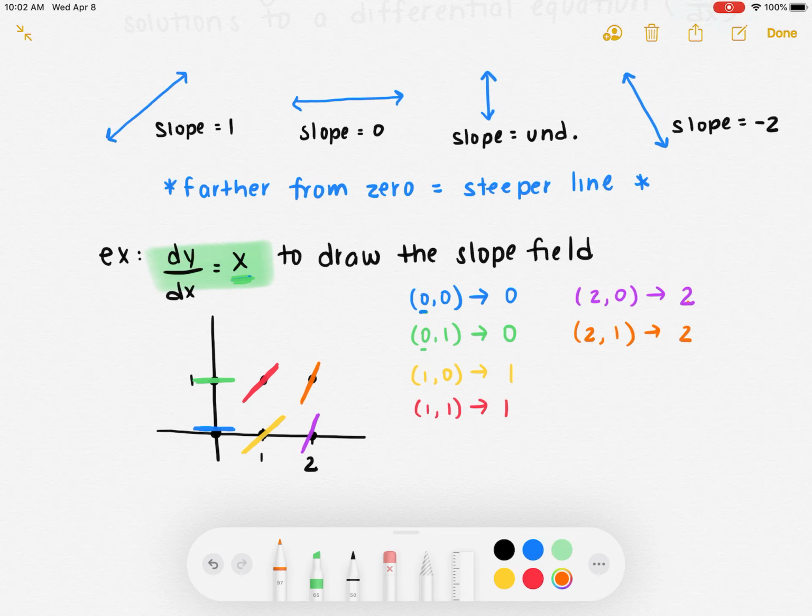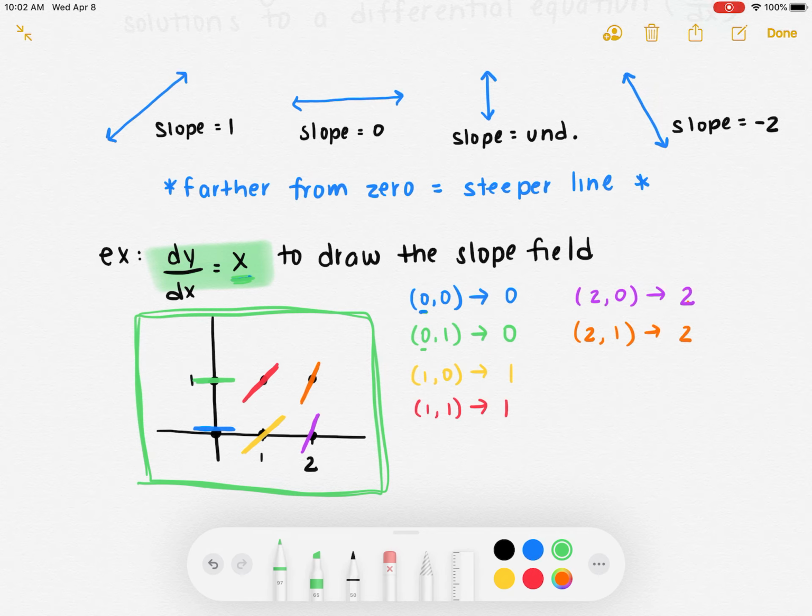And that's all I need to do. Now I'm done. This is my final solution. This is my final slope field. And by drawing those little dashed lines, I have completed the problem.